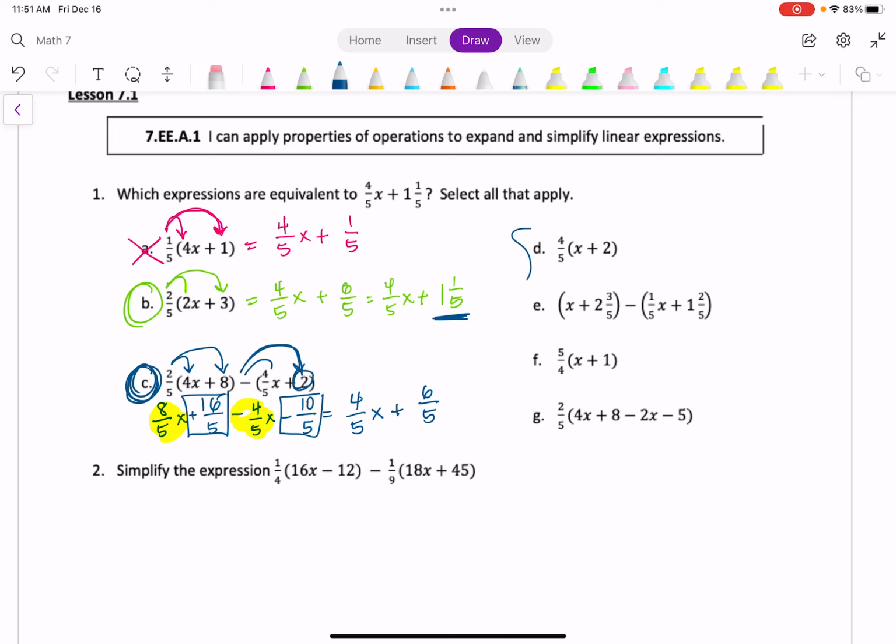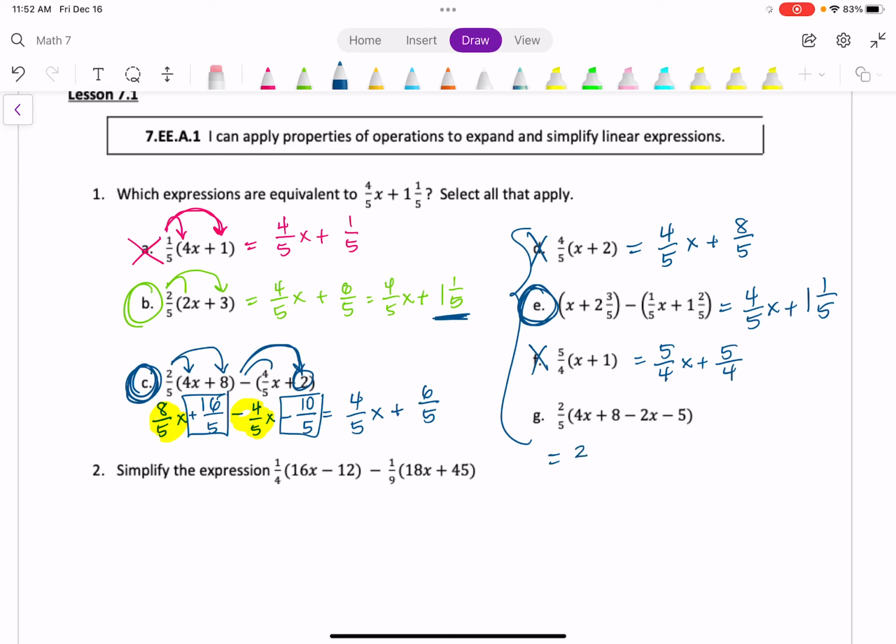So pause the video here, do D, E, F, and G, and come back and check your answer. So E and G are also both yes.